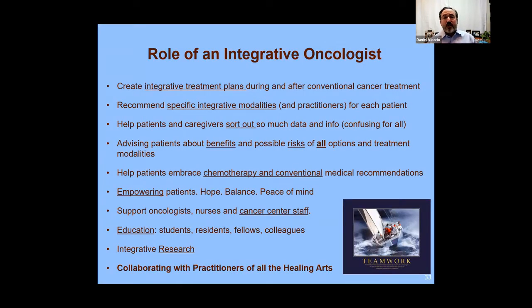So the role of integrative oncologists like myself and others is creating an integrative plan with the patient during and after conventional cancer treatment, recommending specific modalities and practitioners. That's why I have so many times referred patients to naturopathic doctors over the years and decades. We help sort out so much data that's confusing for all, advising patients about benefits and risks of all treatment options, helping them embrace chemotherapy and conventional medical recommendations, empowering them, supporting the oncology nurses and the cancer center staff, education, research, and collaboration with all practitioners.